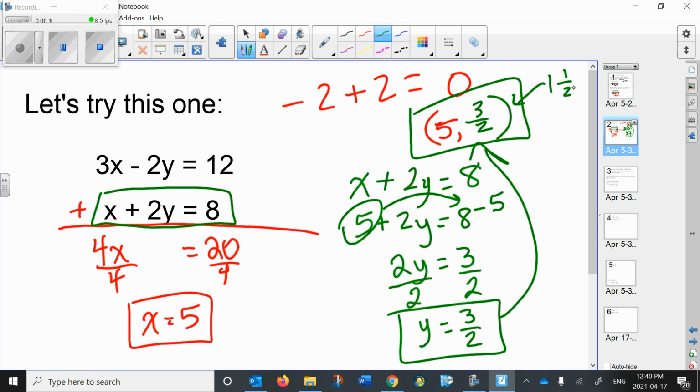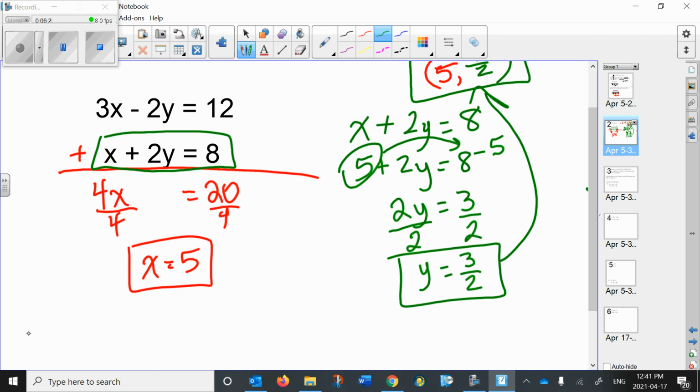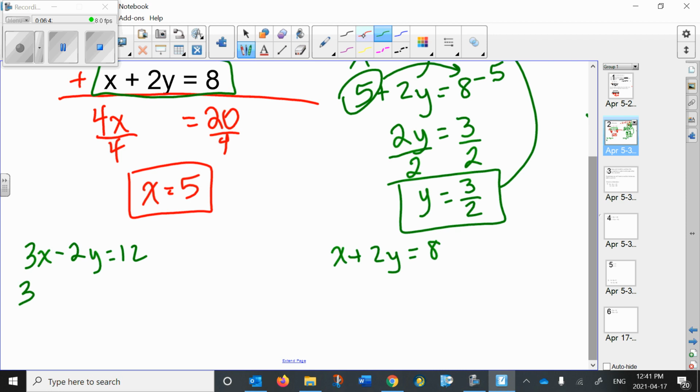Okay. Now to check it, I would suggest checking it in both of the equations. Our first equation was 3x minus 2y equals 12, and our second equation was x plus 2y equals 8. And we're checking, remember, 5 and 3 over 2. So 5 is my x term and 3 over 2 is my y term. So I would go 3 times 5, because that's what I figured out x was, minus 2 times our y, which was 3 over 2, and that equals 12. And if I multiply this, I'm going to get 5 times 3, which is 15.